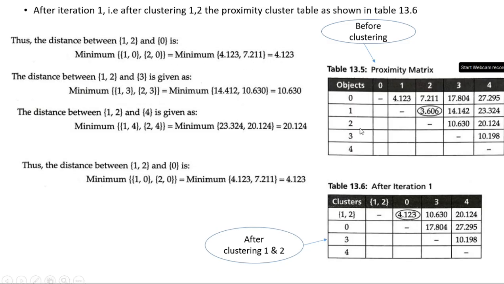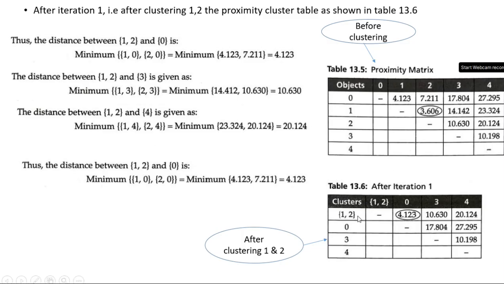What is the distance from 2 comma 0? There is nothing here, so you refer to 0 comma 2. It is 7.211. Write that here. So what is the minimum of this? 4.123. Fill that here. Okay. Now find the distance from 1 comma 2 to 3. It is the minimum of the distance from 1 to 3 and 2 to 3. 1 to 3 is 14.142. 2 to 3 is 10.630. So which is the minimum? 10.630. So write that here.